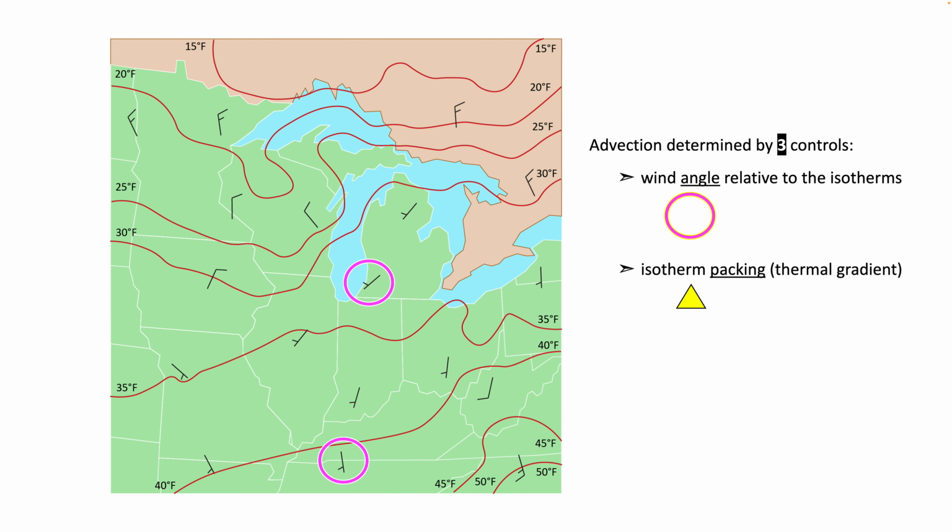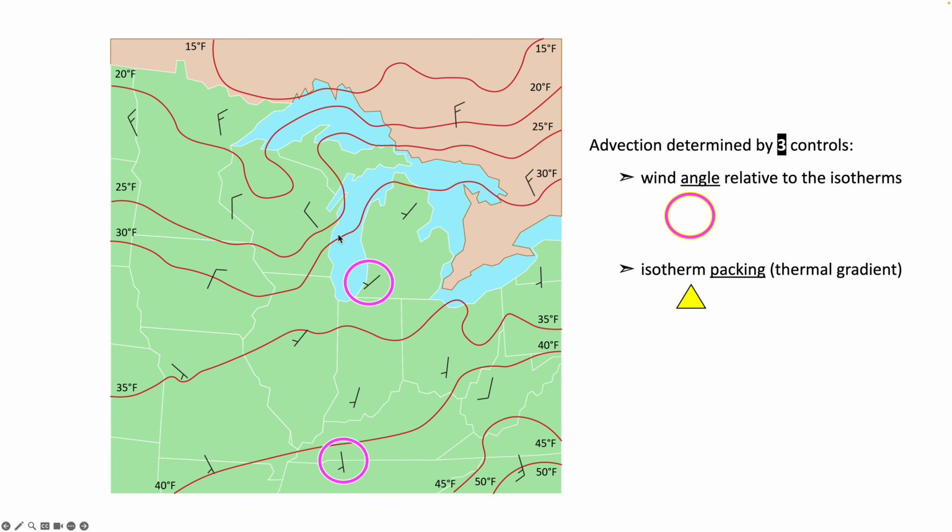The second factor has to do with isotherm packing, or what I refer to as the thermal gradient. Now we already talked about pressure gradient in our course, where the pressure gradient is a measure of the rate at which pressure changes over distance. Thermal gradient is very, very similar. Now what we're talking about is the rate at which temperature changes over distance. And we measure thermal gradient basically by just looking at the packing of our isotherms.